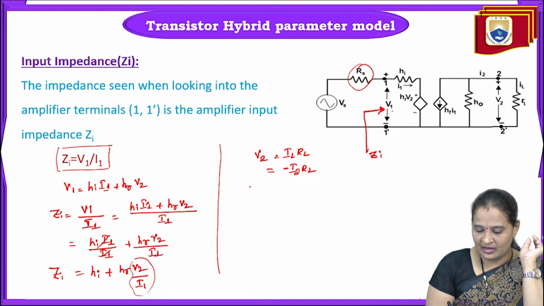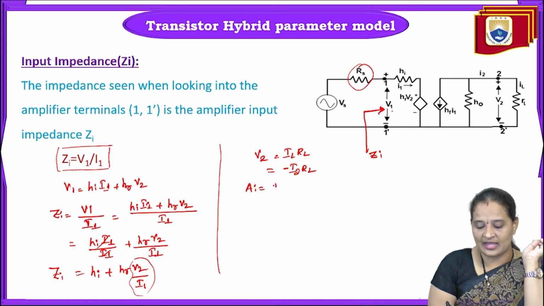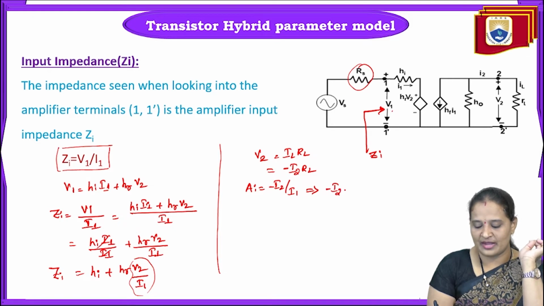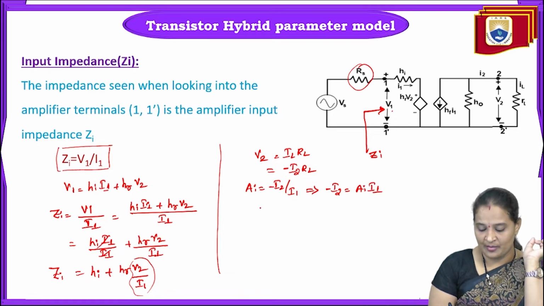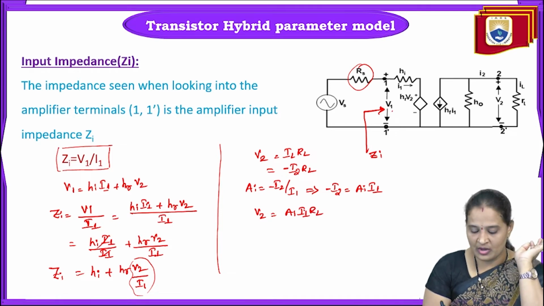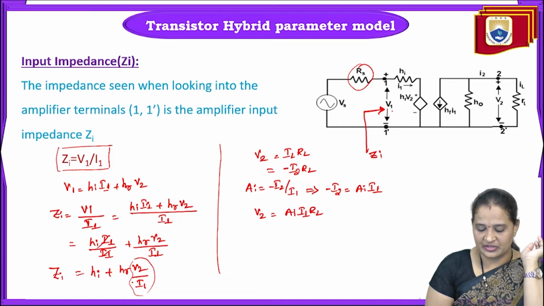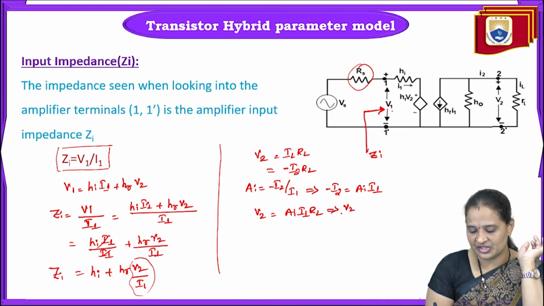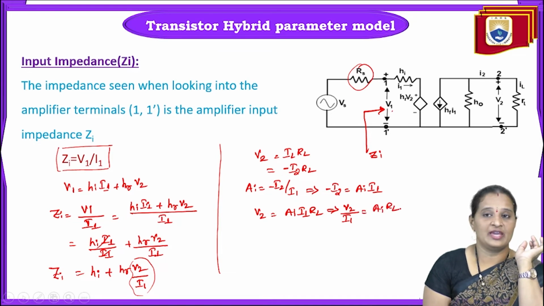So here we can also use the current gain formula, that is AI is equal to minus I2 by I1. From this, I can write minus I2 as AI into I1. Just substitute this in the above equation. So now V2 becomes AI into I1 into RL. From this, I can find the ratio V2 divided by I1 is equal to AI into RL.